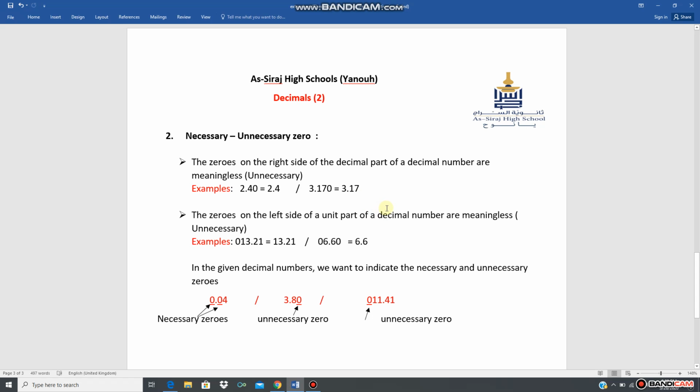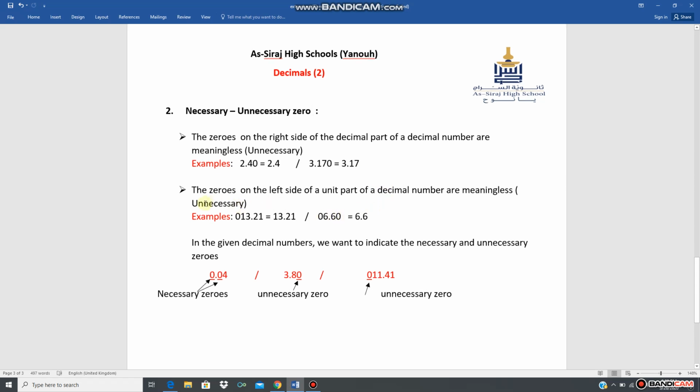The second note says that the zeros on the left side of a unit part or a whole part of a decimal number are meaningless. That means unnecessary. I will give you an example. 013.21. 0 here is on the left side of a unit part of a decimal number, which means that 0 here is unnecessary. So this number is equal to 13.21.